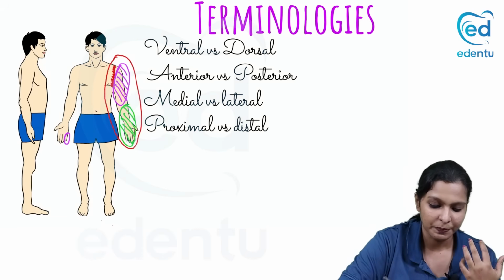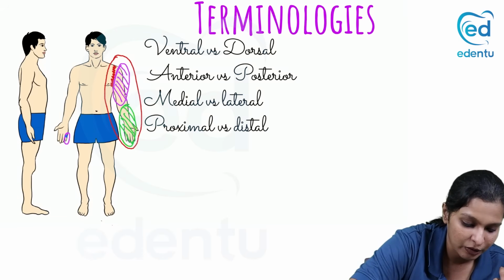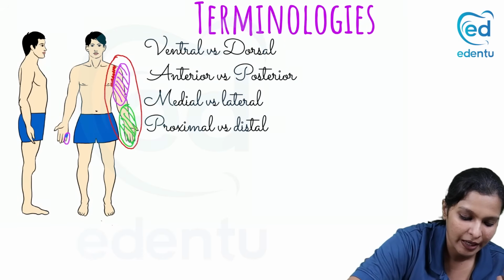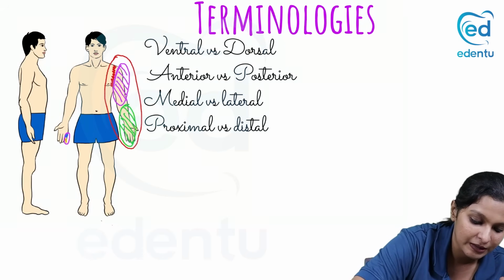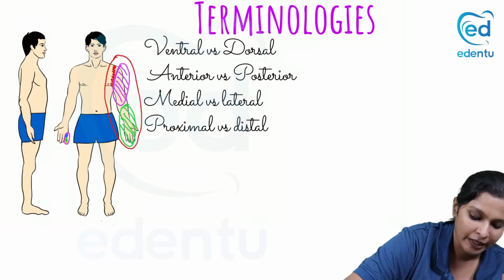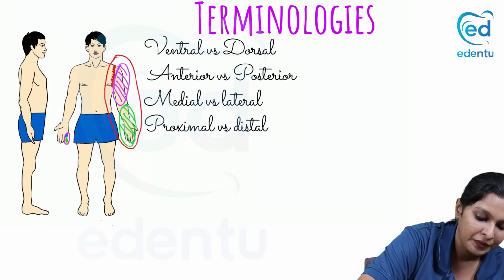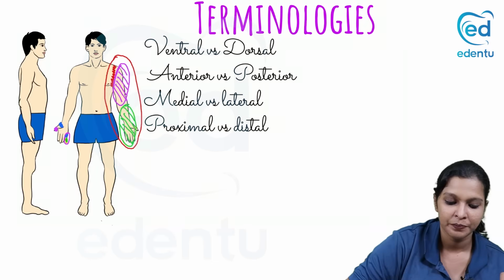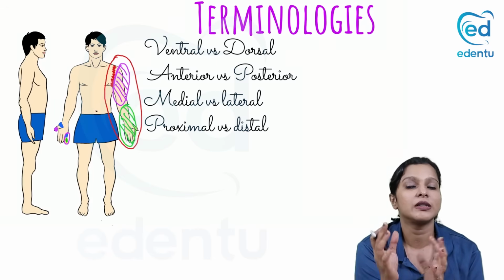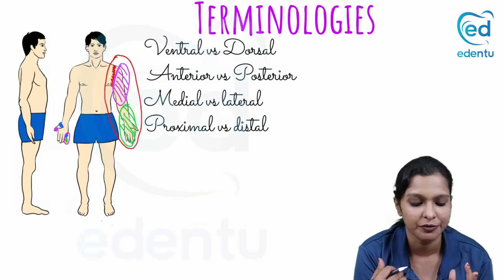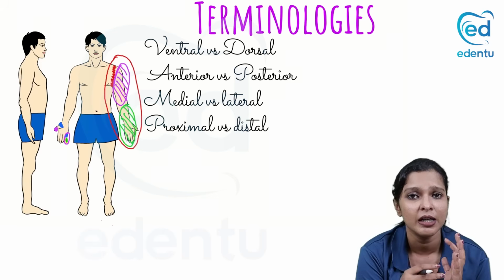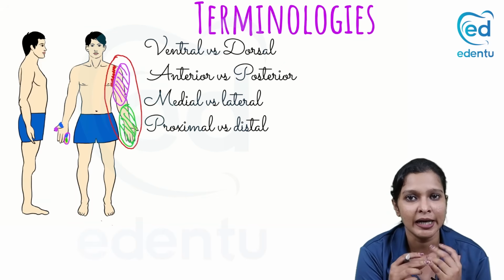Okay, so this part, the attached part, is the proximal part of the little finger, and the part away from the root is the distal part of the little finger. This one is the distal part. Again, for the thumb, this is the proximal part because that is attached to the palm, and this is the distal part. Okay, so if you consider the upper limb as a whole, it can be two different things. If you consider each finger, then again it will be proximal and distal.